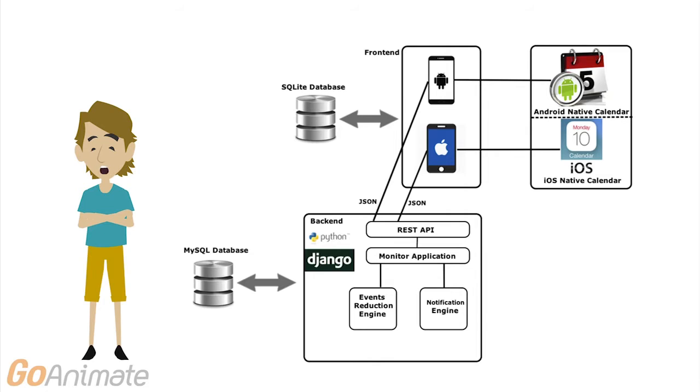Now to the backend, which works on the Django framework using REST API. The user server-side data is stored in a MySQL database and the front-end data is stored in a SQLite database. When a meeting is created, the application retrieves the user's availability from their own device's native calendar and sends it back to the server. The server then computes the common availabilities and notifies each participant on their own mobile devices.